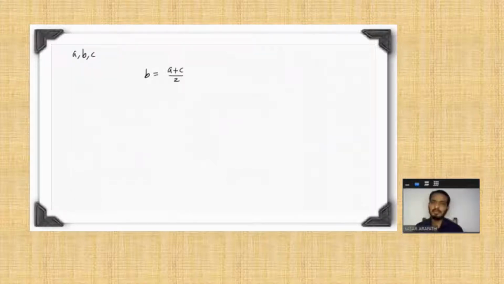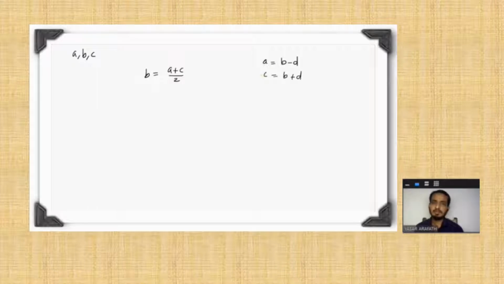That's the arithmetic mean of A and C. So we can give a small proof for this. If they are consecutive terms, we can write A as B minus D because they are in arithmetic progression. If you subtract a common difference from any term, you will get the previous term. So A will be B minus D and C will be B plus D. If you add the common difference, you will get the next term. If you add D to B, you will get C because these three are consecutive terms.